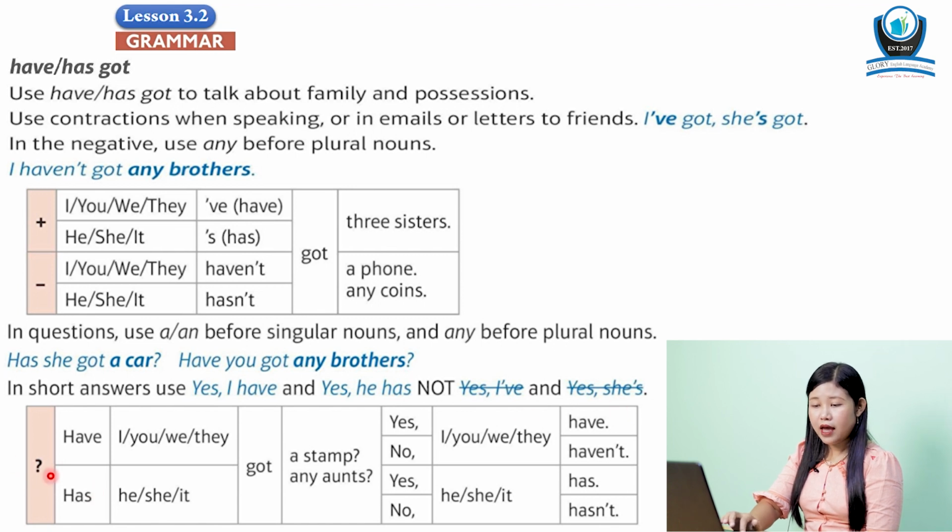question: have I, you, we, they got a stamp? have I, you, we, they got any aunts? has he, she, it got a stamp? has he, she, it got any aunts? yes, I, you, we, they have. no, I, you, we, they haven't. yes, he, she, it has. no, he, she, it hasn't.